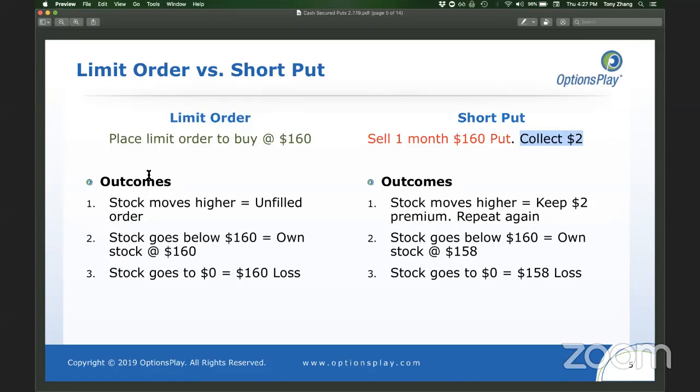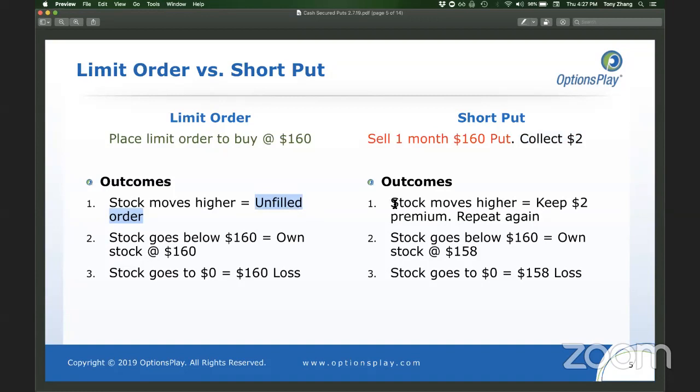So in the first outcome, the stock simply moves higher. The stock's at 170 right now. There's always a possibility the stock simply just continues to move higher. We've seen it before, especially in a stock like Apple. Not a crazy outcome. If you placed a limit order, this order would simply go unfilled. There's nothing to do. The order will just sit there and go unfilled, and you don't make any money, you don't lose any money.